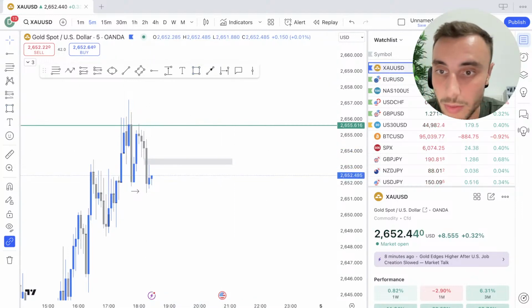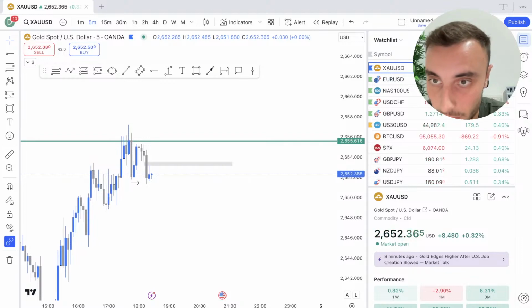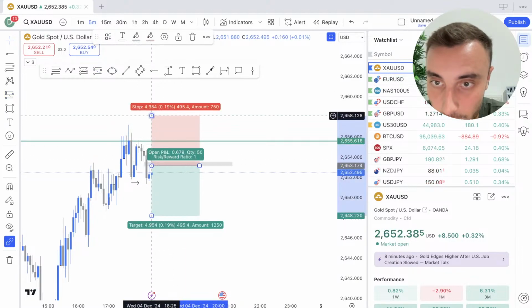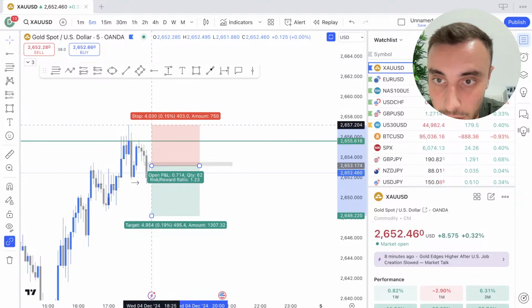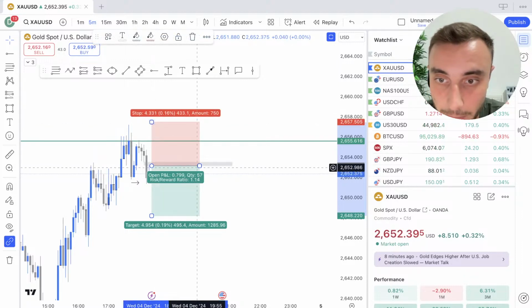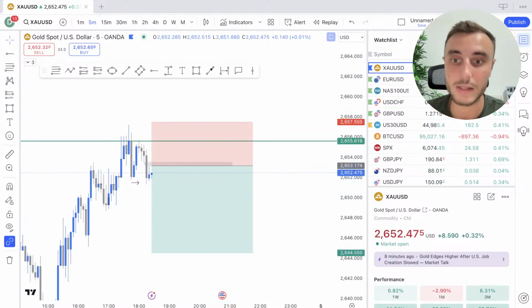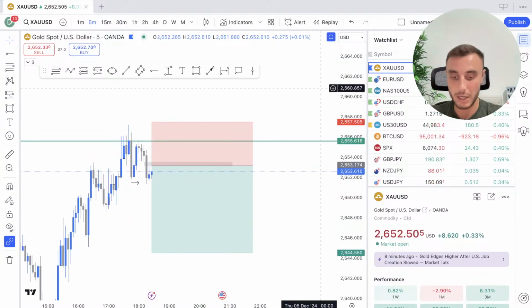Let me color code it with blue. This will be the entry. Stop loss right here. And TP at 1 to 2. Okay, this is the setup on gold, guys. Make sure you apply proper risk, okay? And yeah, let's see how it goes.